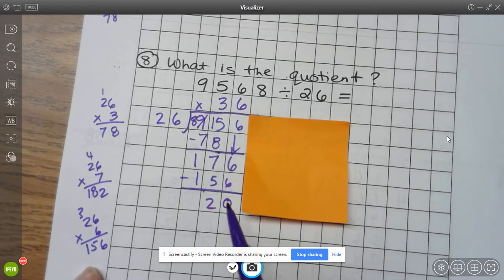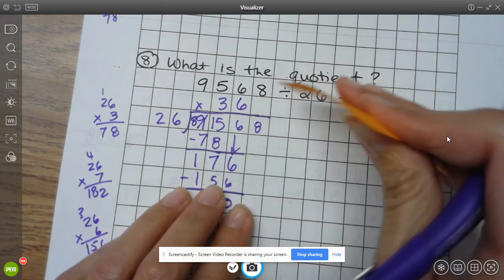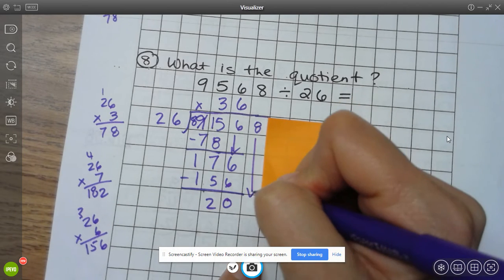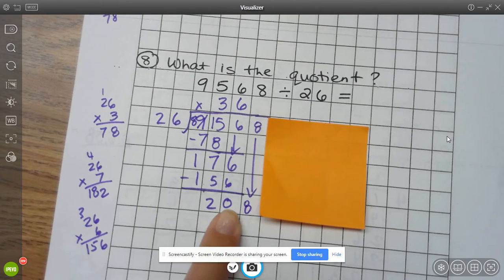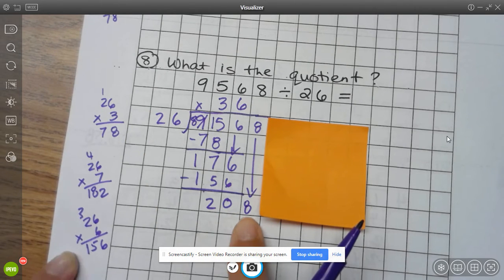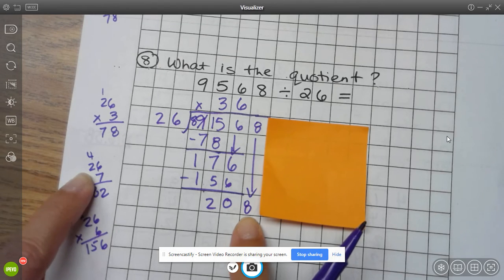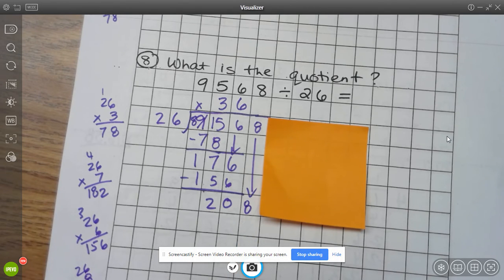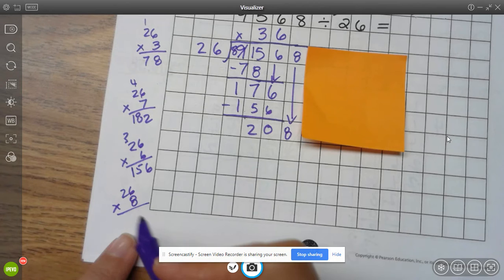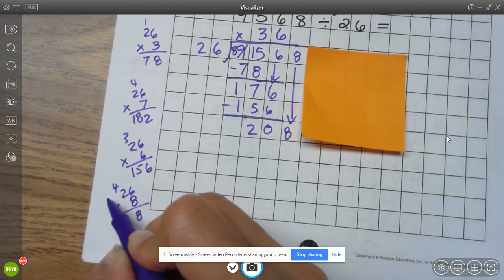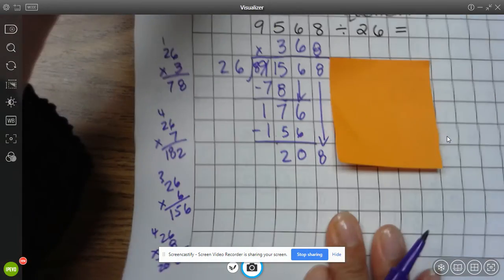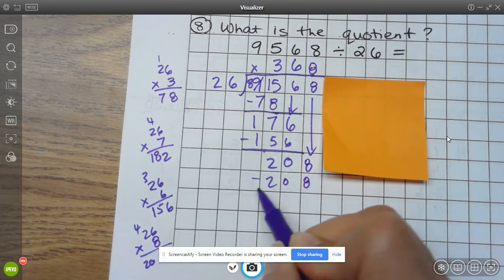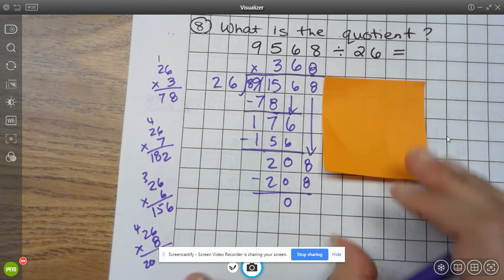My remainder is 20. 20 is smaller than 26. I'm going to bring down my last number, 8. Okay, I did a lot of work here, but it's not going to waste because I can use it when I'm looking here. 26 times what gets close to 208? Well, here is times 7, 182. So let's try 26 times 8. 26 times 8 is 48, 16, 17, 18, 19, 20. Oh, there you go. Exactly 8 times. Zero remainder. Okay, I don't have anything else to do.